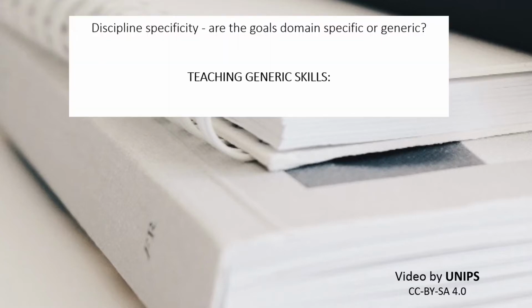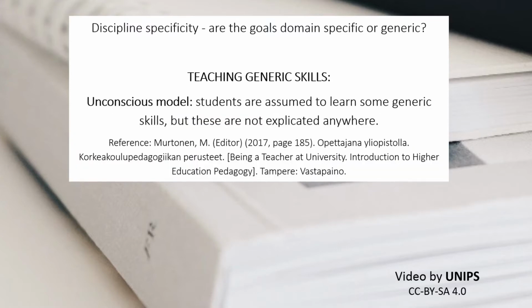Generic skills can be implemented in teaching in three ways. In the unconscious model, if asked, the teachers can state some generic skills that they hope their students will learn during their education, but these are not explicated anywhere and nobody really knows what the students are learning.